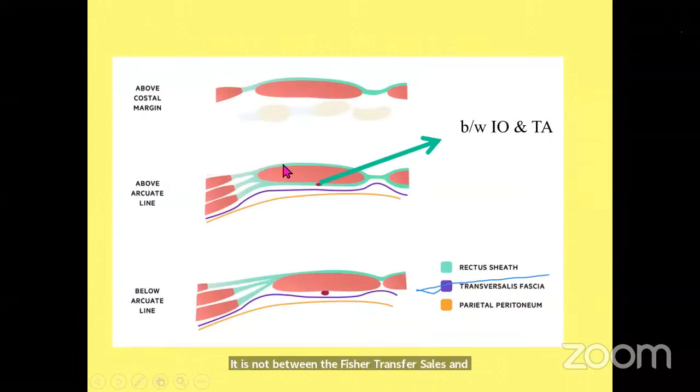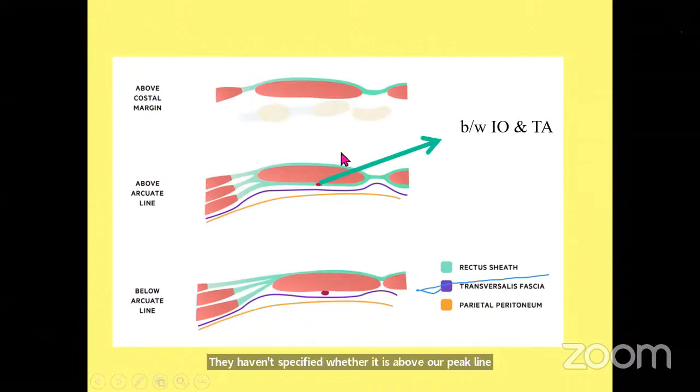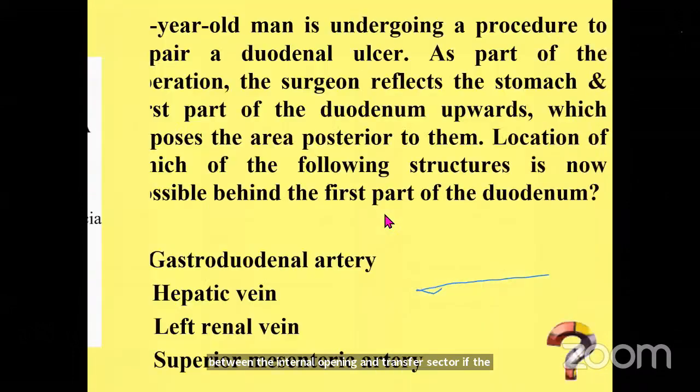They haven't specified whether it is above the arcuate line, below the arcuate line, or above the costal margin. But still you can have two options: between the internal oblique and transverse abdominis if it is above the arcuate line, and between the rectus abdominis and fascia transversalis if it is below the arcuate line. So among the options which we have, the option between the internal oblique and transverse abdominis is the one which we can opt for. Okay.